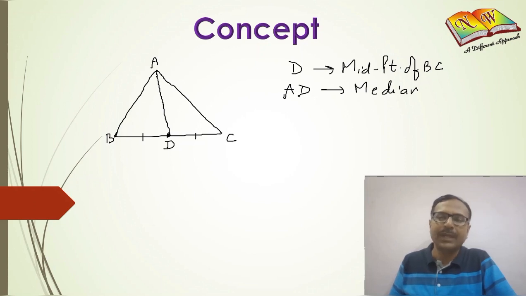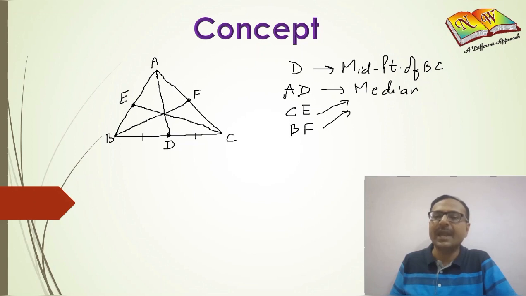Now, if you take the midpoint of some other side like AB, I have taken E as the midpoint of AB and join it with the opposite vertex, that means C. So CE, that also is a median. And finally, the third side AC, if you take the midpoint as F and join it with B, you will find that all these three medians, AD, CE and BF, they all pass through the same point O. And this point of concurrence of the medians is known as centroid.